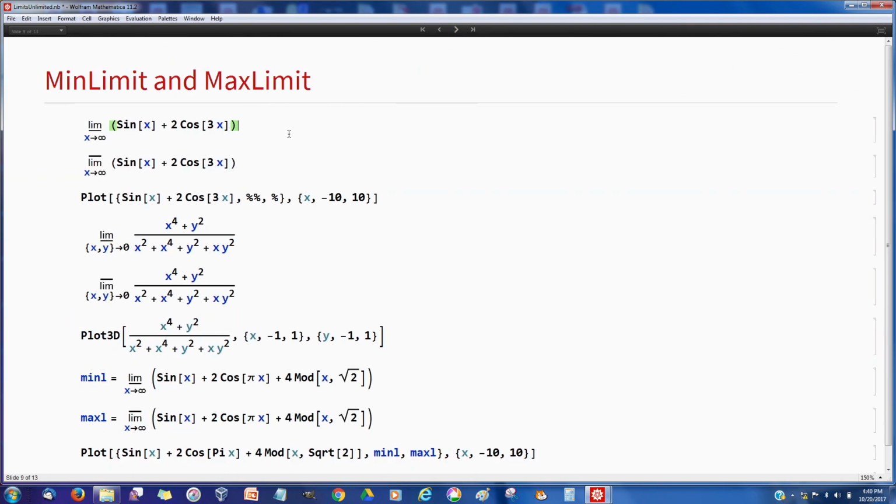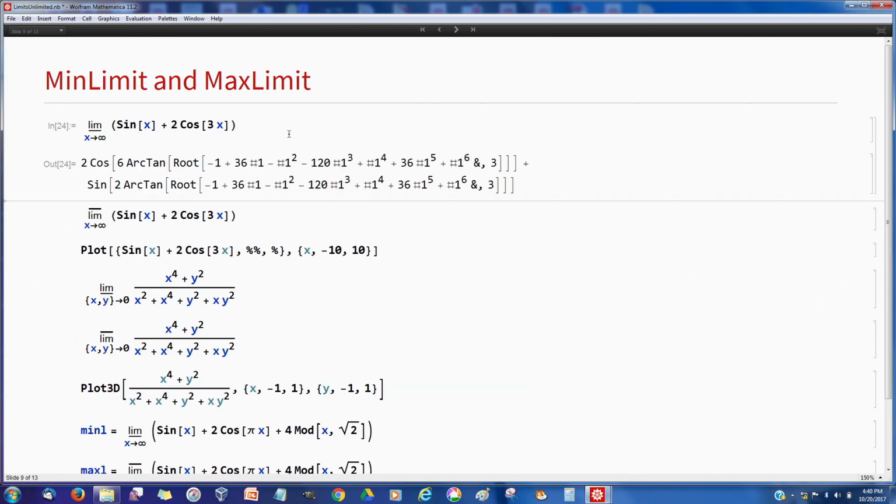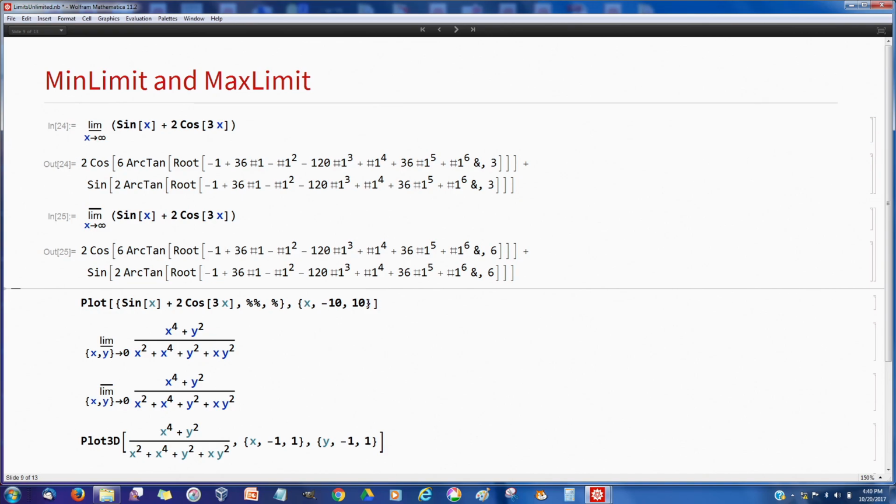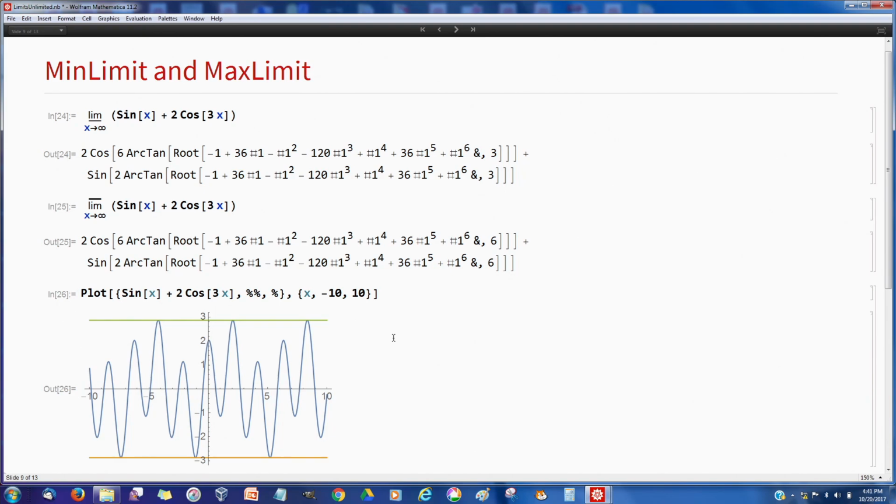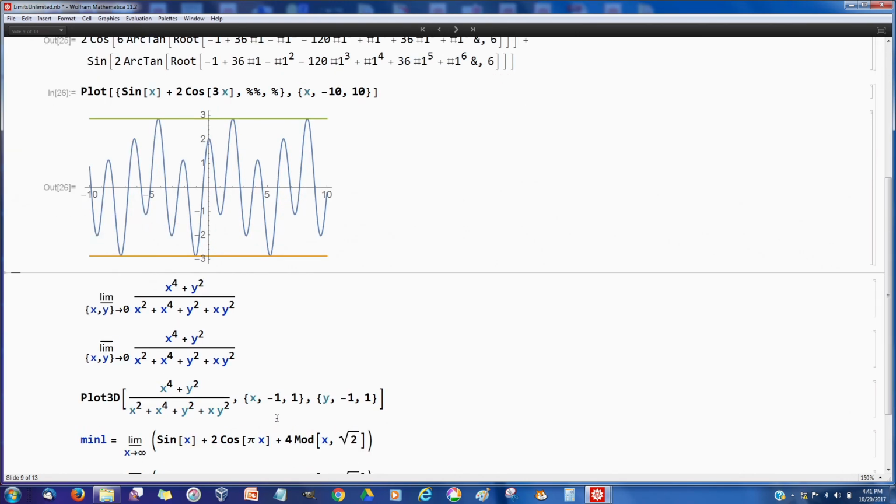Min and max limit, so we can compute limit inferior and limit superior of functions. For instance, for this combination of trig functions, the limit inferior is this number, and the limit superior is another. I will show it on the plot. These are real numbers, and here the lines correspond to the computed numbers. So the wiggly function stays between those numbers.